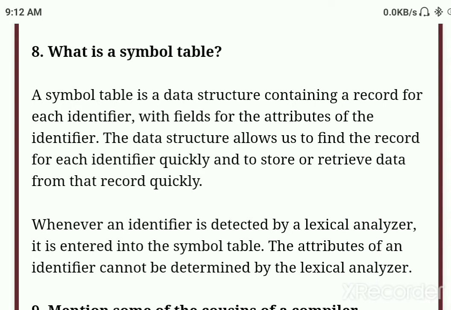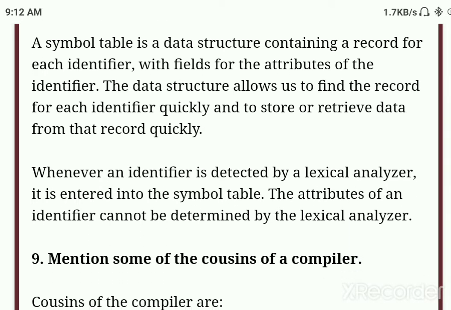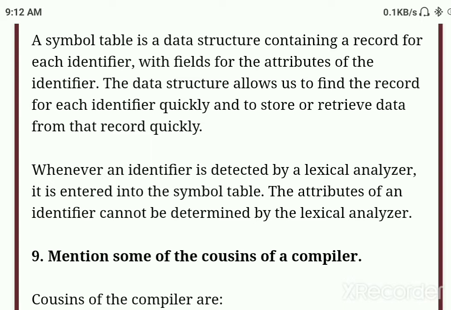What is a symbol table? A symbol table is a data structure containing a record for each identifier with fields for the attributes of the identifier. The data structure allows us to find the record for each identifier quickly and to store or retrieve data from that record quickly. Whenever an identifier is detected by a lexical analyzer, it is entered into the symbol table. The attributes of an identifier cannot be determined by the lexical analyzer.